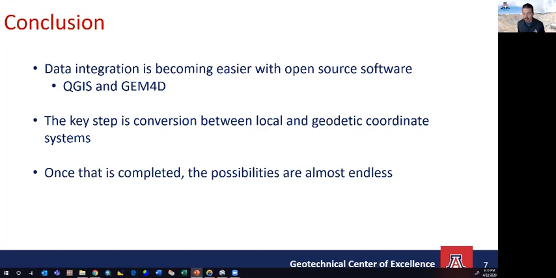And really the key step to these integrations is making sure the coordinate systems are the same. So converting between local and geodetic coordinate systems is extremely important. And once you do that, and you can go both ways with it, so you can bring your geology into Google Earth, or you can bring, say, your images in Google Earth into your radar software, the possibilities are almost endless of the integrations that can be completed. So if you just focus on the middle step and figure out some speedy ways to do that, I'm sure you'll come up with some clever ways to cross-validate and compare data.